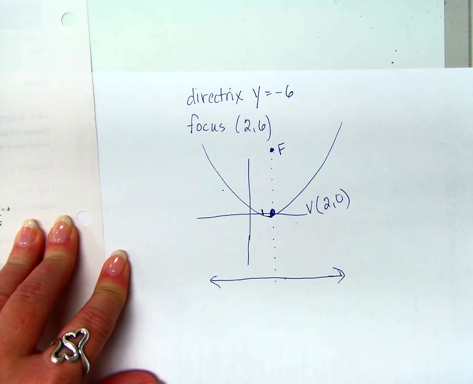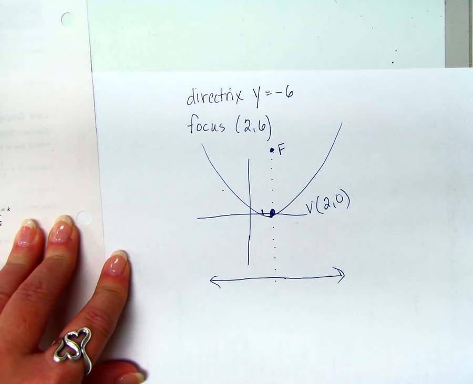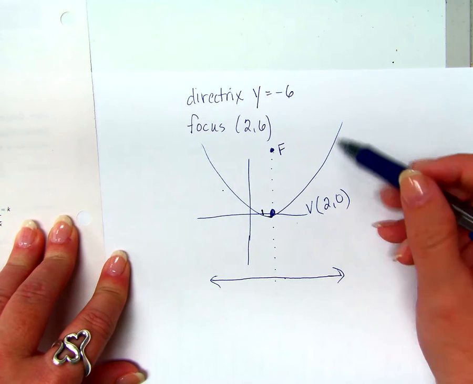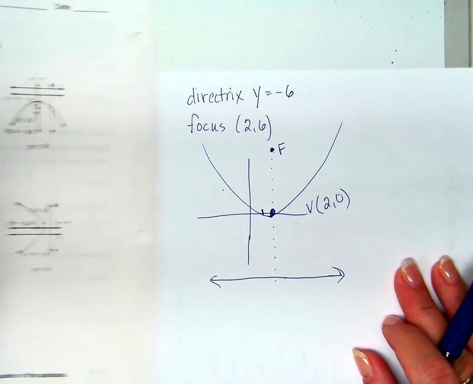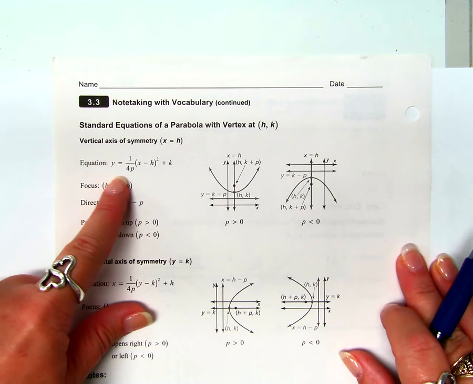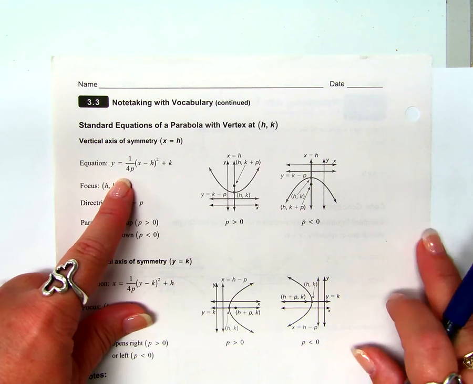My concern is not so much that you can graph parabolas, because we have time for that. My concern is that you know which direction it opens right now. What if I ask you to write the equation of this parabola? Could you do that? Well, you know it opens up, so you know you're going to use this one, right? This equation as a pattern.